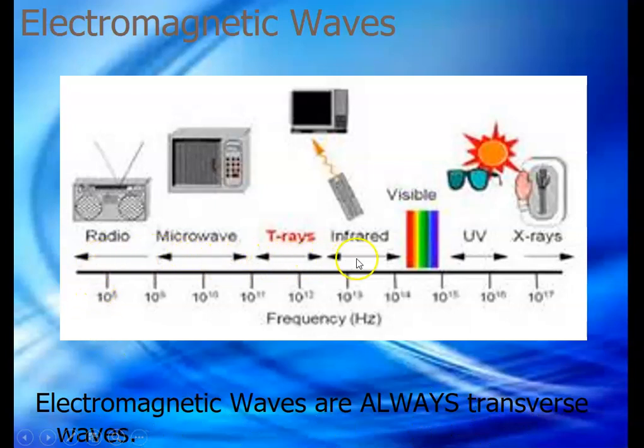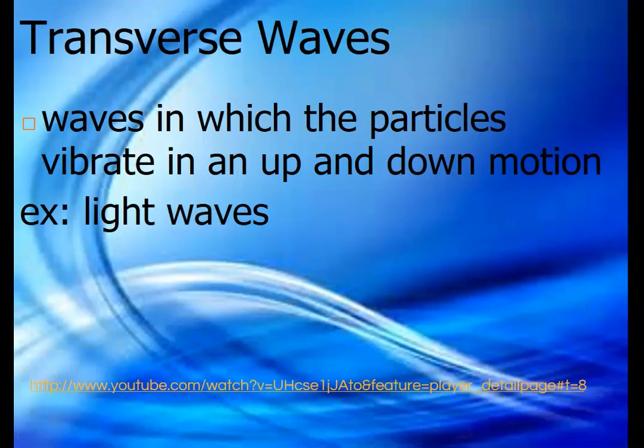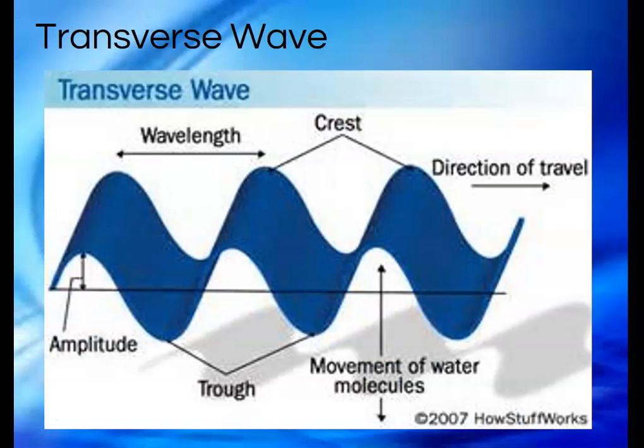Up here we can see our types of electromagnetic waves. Again, these electromagnetic waves do not need a medium through which to travel. Transverse waves are waves in which the particles vibrate in an up and down motion. We did that with our slinky and watching Bill Nye. So if the waves travel in an up and down motion, then these are considered to be transverse waves.